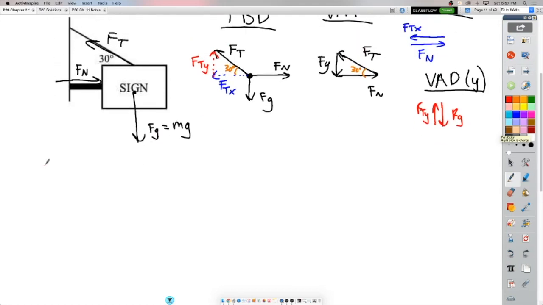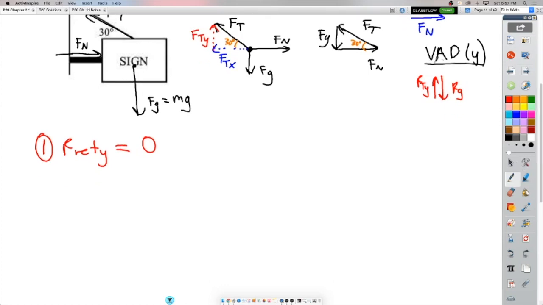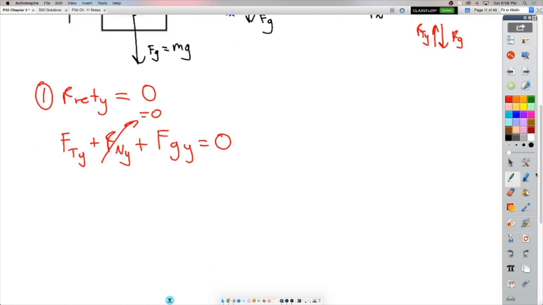I'm going to say, well, in the y-axis, there can't be a net force, right? Because this object is not accelerating. This sign is not accelerating down or accelerating up. So F net y equals 0. It's a good starting point for anything where you know it's not moving. F net y is the y component of every force that's working here. So FTY plus FNY, which, yes, I hear you, that's 0. I'm just writing it in to say that I'm considering the y component of every force. It's okay if one of those is 0. So FTY plus FGY equals 0.